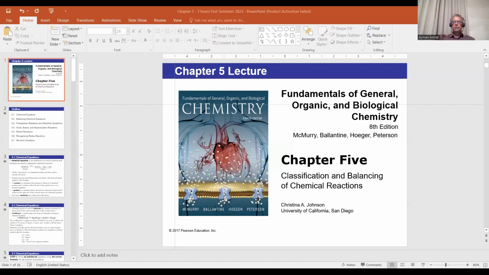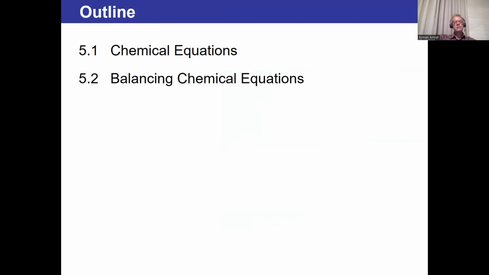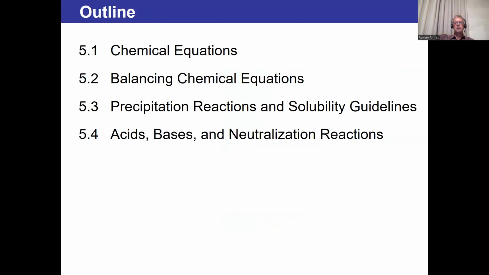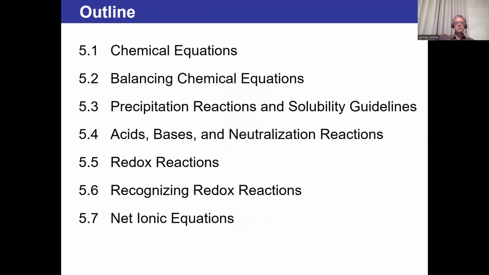Chapter 5: Classification and Balancing of Chemical Reactions. In this chapter we will show the chemical equations, balancing of chemical equations, precipitation, acid-base, or neutralization type of reactions.